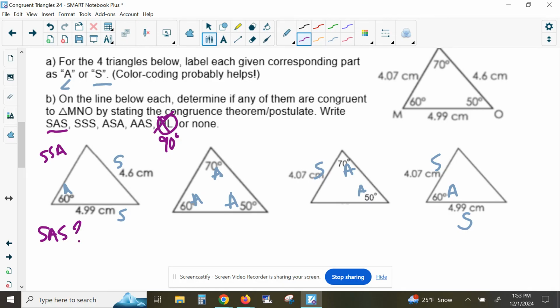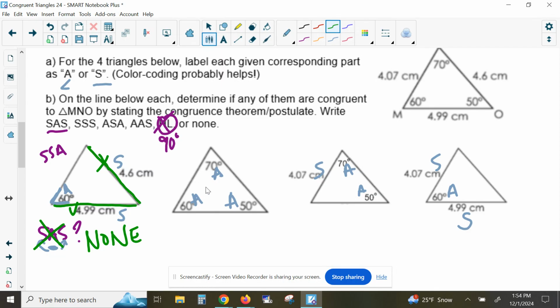Now remember, if you have SAS, that means your angle has to touch both of these S's. Look how it's written. You see the A is touching both of the S's? So we need to look at our picture and ask ourselves, is this A right here touching both of our S's? Here's one of our sides, and here's one of our sides. So is our A touching both of these green sides? And the answer is, it is touching this one. It is not touching that one. So that means that we have none.